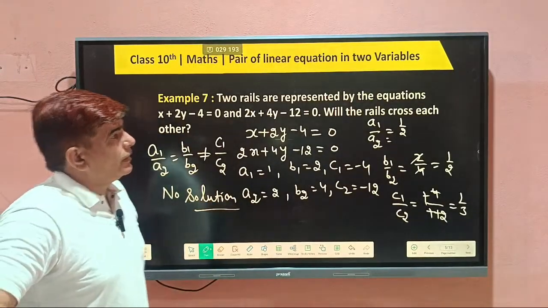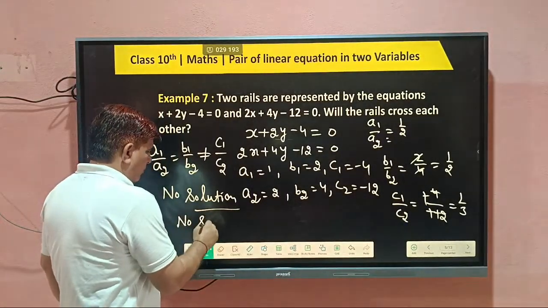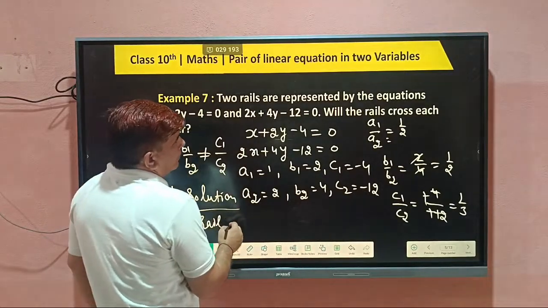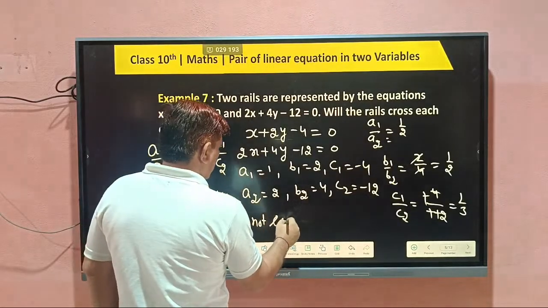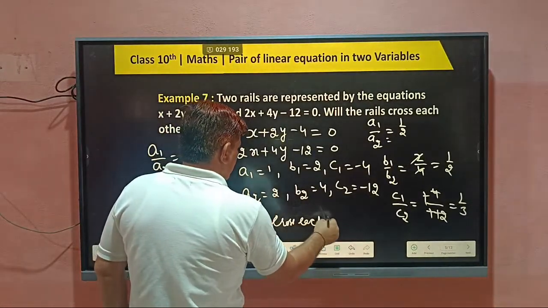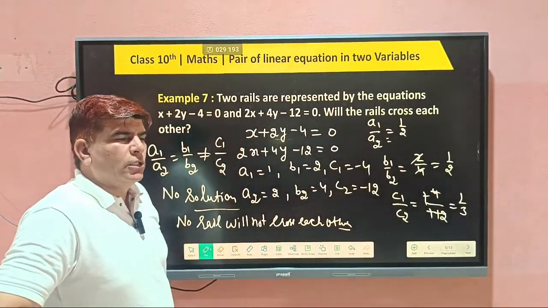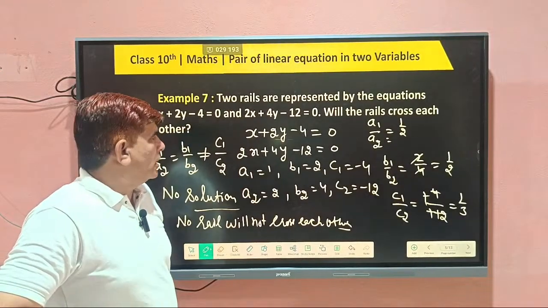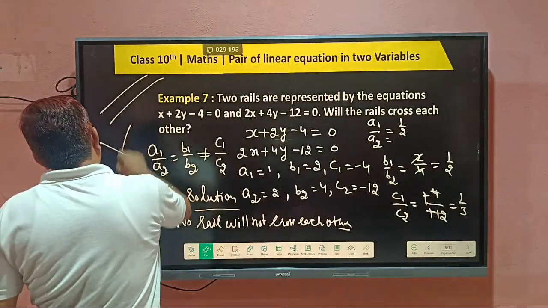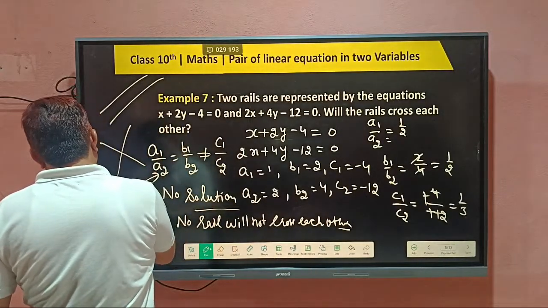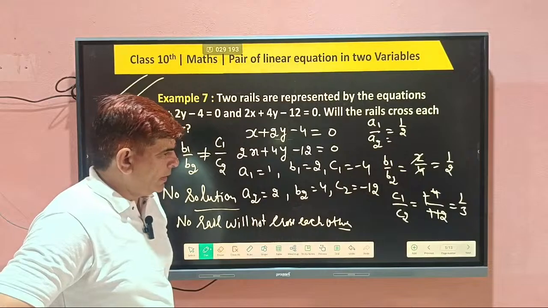So you have to tell, will the rails cross each other? So we can say no. Rails will not cross each other. Why? Solution does not exist. Three types of conditions. What's the condition? This is one condition, another condition is this. The third condition is this condition. Should not cross each other.